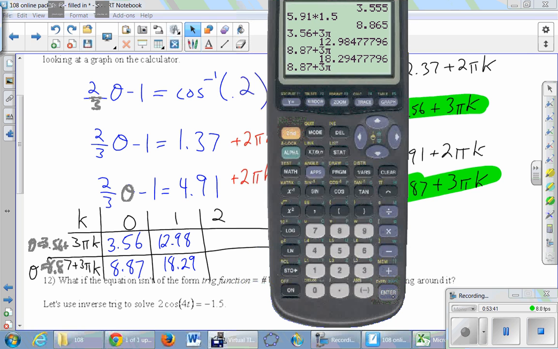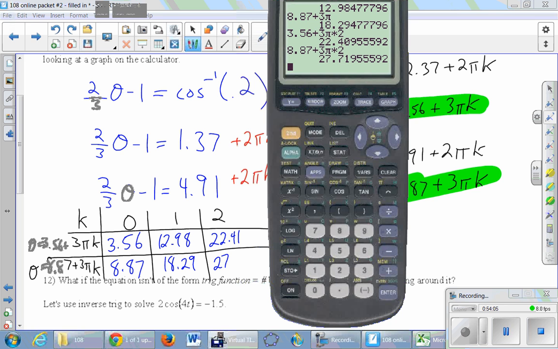Let's do second enter, and then instead of just doing 3 pi times 1, what if we do 3 pi times 2? So there's the next positive answer. And this 8.87, instead of doing 3 pi times 1, we could have done 3 pi times 2. We get the next one. So we'll go ahead and write these two in. 22.41 and 27.72.